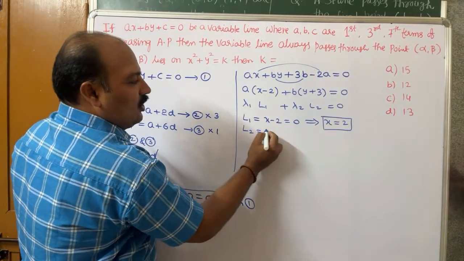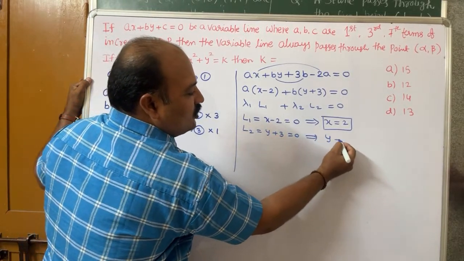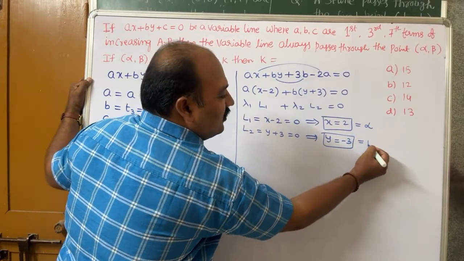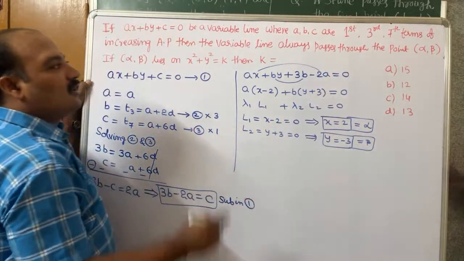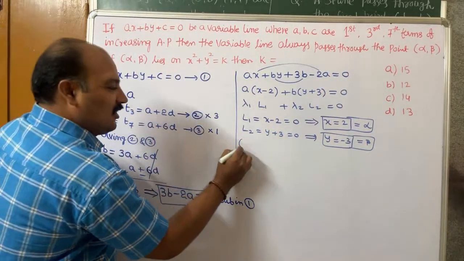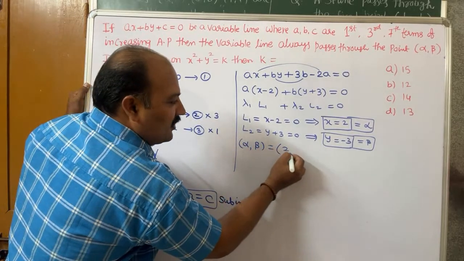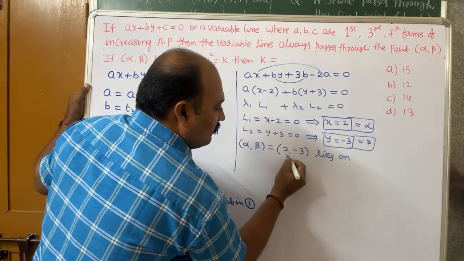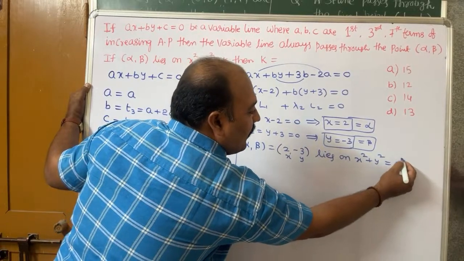Next, L2: y plus 3 equal to 0. That implies y equal to minus 3. So this is alpha, this is beta. Therefore, they are asking to find the point that lies on this. Alpha comma beta is equal to 2 comma minus 3, which lies on x square plus y square equal to k.